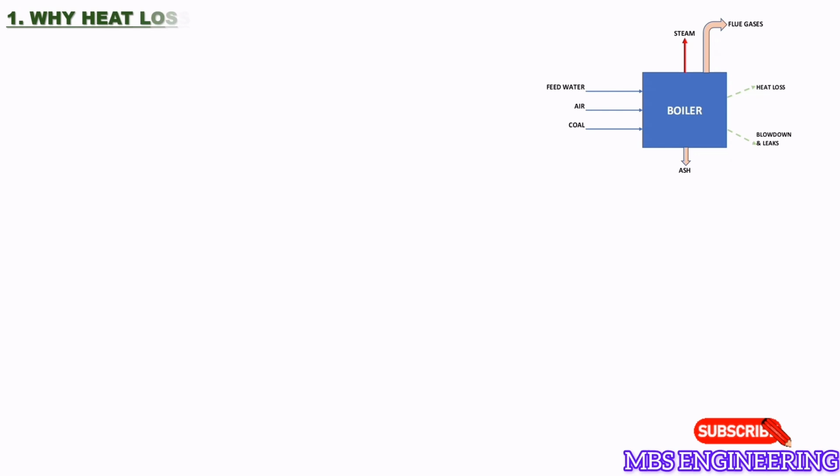Next, we will learn and understand why heat loss occurs in a boiler. When a boiler burns fuel to produce heat, not all of that energy is used efficiently. Some portion of it is always lost.